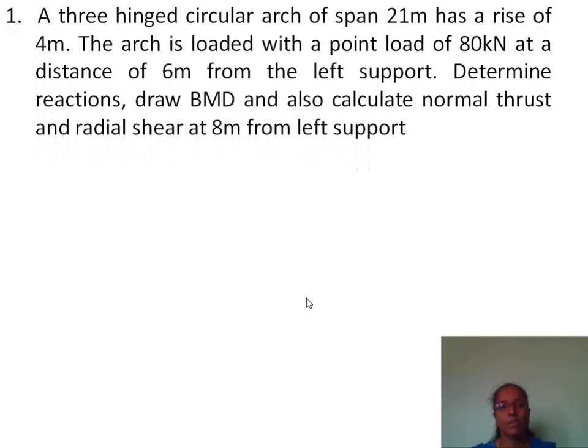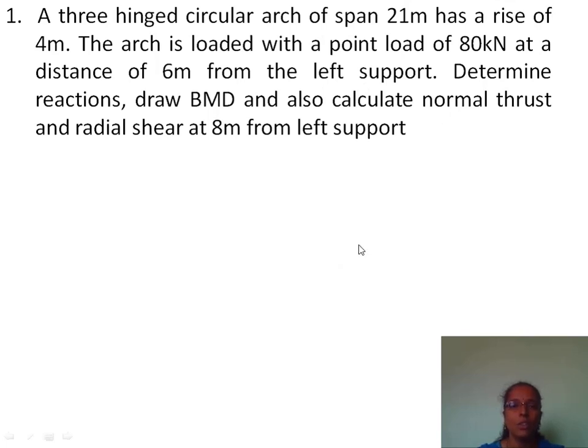Let us take up the first problem. A three-hinged circular arch of span 21 meters has a rise of 4 meters. The arch is loaded with a point load of 80 kilonewton at a distance of 6 meters from the left support. Determine the reactions, draw the bending moment diagram, and also calculate the normal thrust and radial shear at 8 meters from the left support. So this is the given problem. Sometimes the diagram may be given in the problem, or it will be enumerated as in this problem, so you have to draw the diagram depending on the data given.